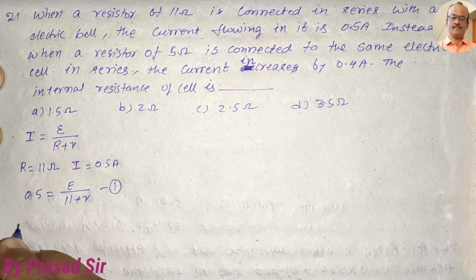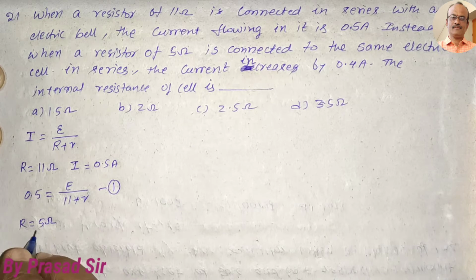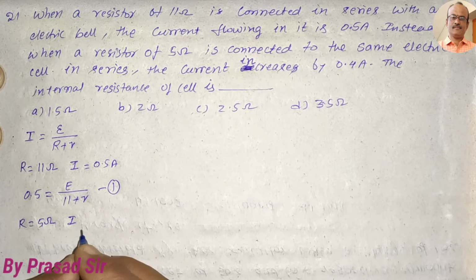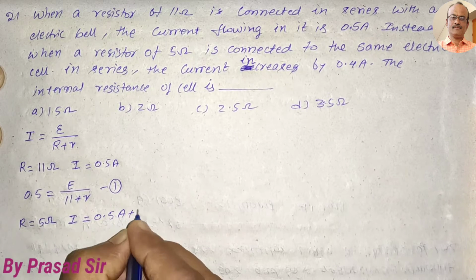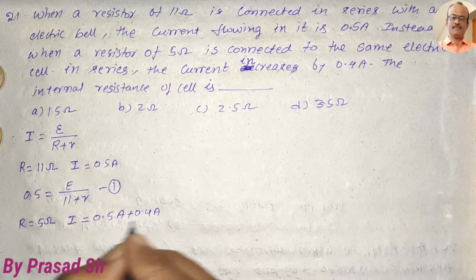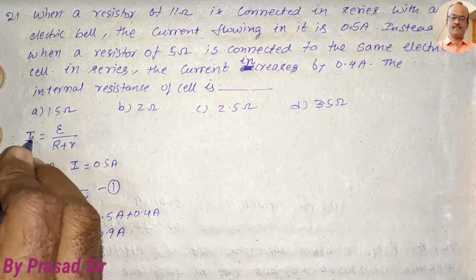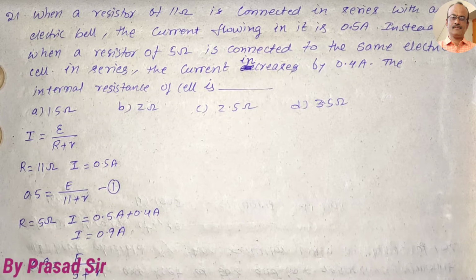This is equation number 1. Then afterwards in the second case, when the resistor of 5 ohms is connected in series, what happens to the current here? Current increased by 0.4 amperes. That means initially 0.5 amperes plus 0.4 amperes, that means I is equal to 0.9 amperes. Now substituting in this equation, 0.9 is equal to E divided by 5 plus small r. This is equation number 2.